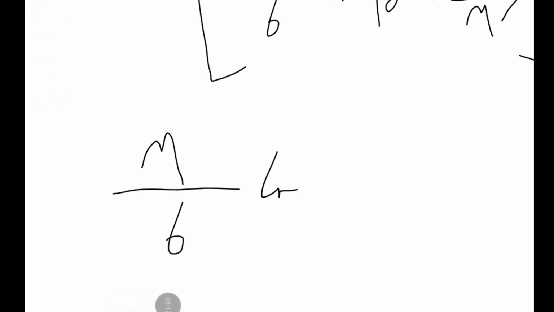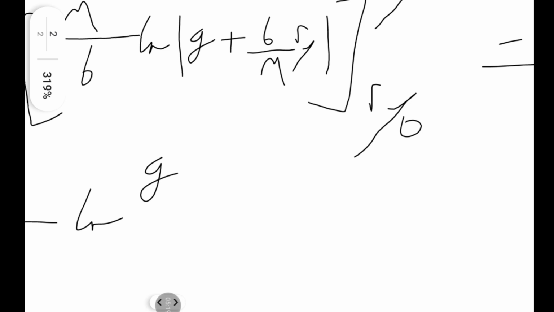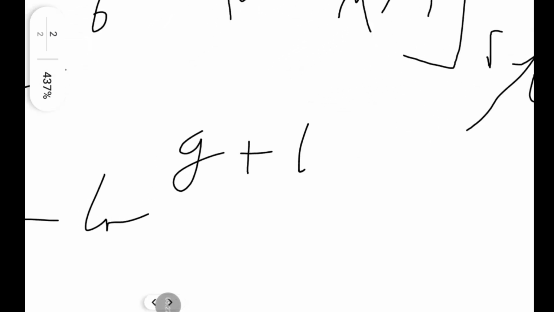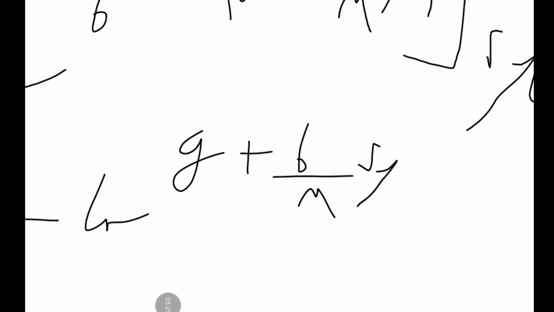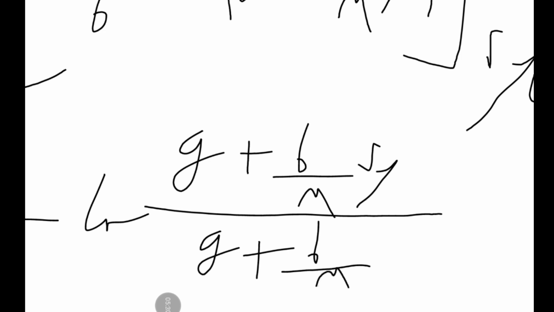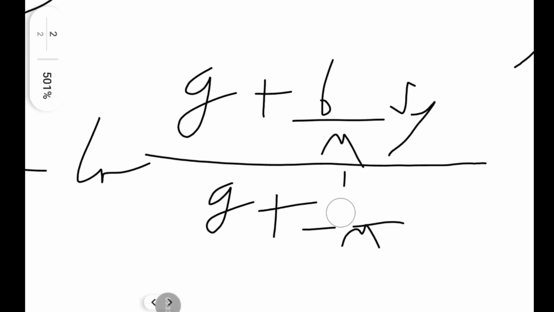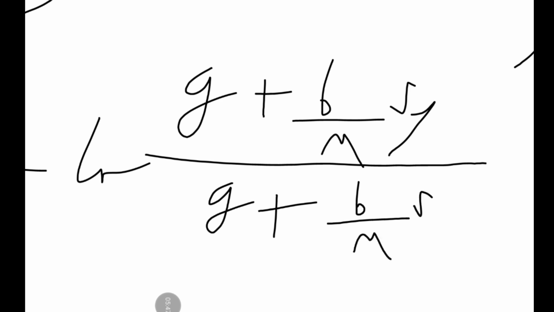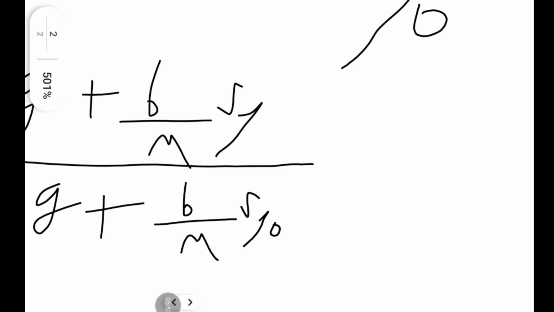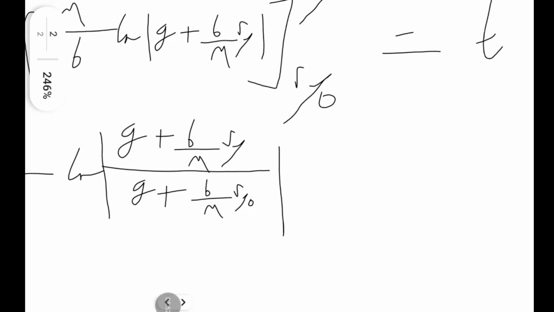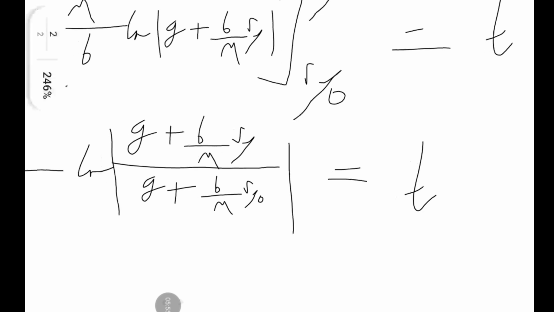m over b ln of g plus b over m Vy over g plus b over m Vy0. That's the logarithm we got, and that's equal to time. It's a terrible b, I do apologise. I'll just rub that part out.